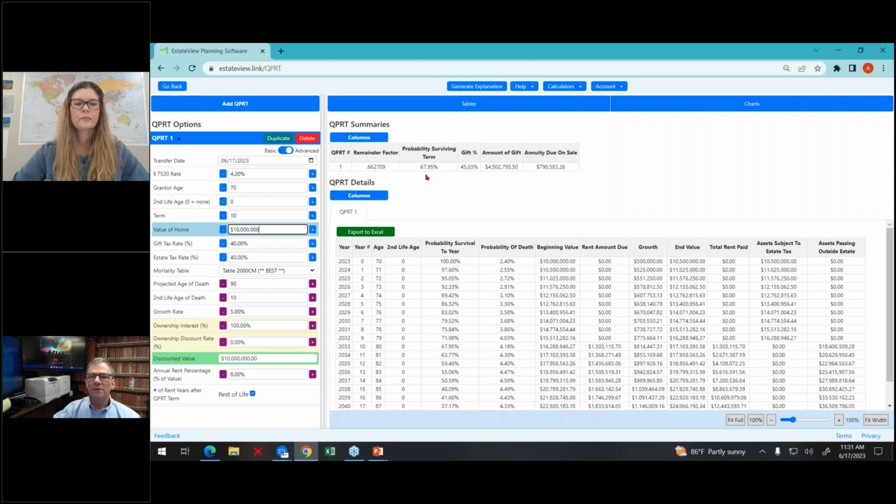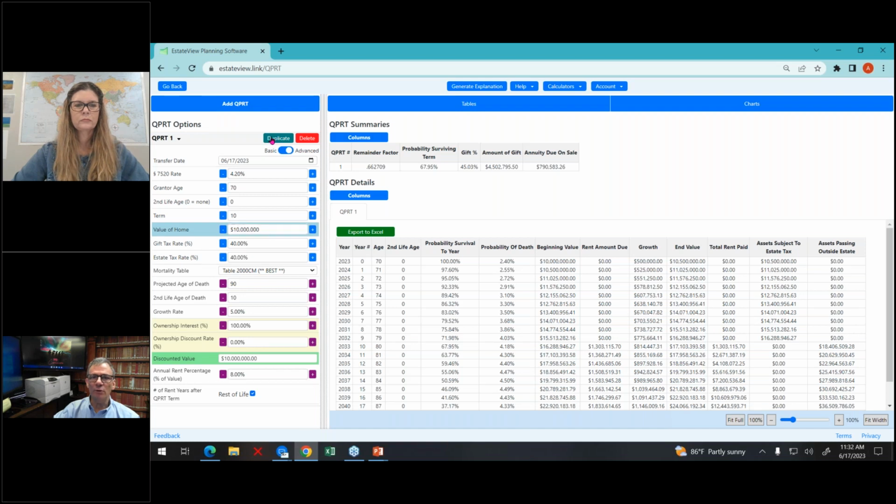All right. So here's what you have. You have a $10 million home, $4.5 million gift, annuity due on sale, $790. And here's what happens. At the end of the 10th year, the home's worth $16 million. You start getting rent at 7%, and the Cupert is worth $36 million at age 90. So that's the first Cupert.